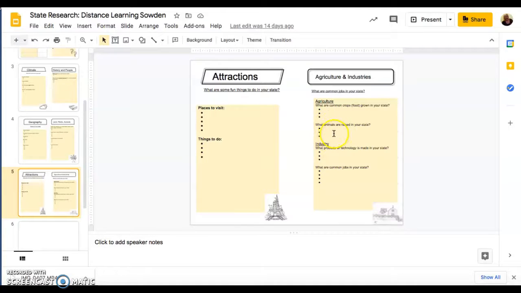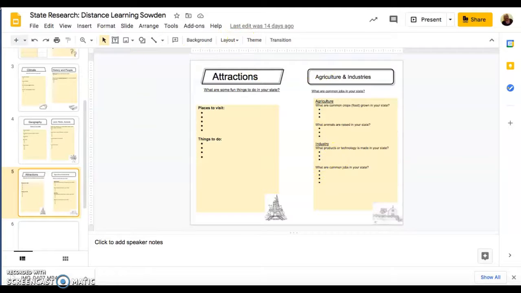What animals are raised in your state? So thinking about the kind of animals that we have here, we have a lot of cows. We do have a fair amount of sheep, and in Minnesota, we also have a fair amount of chickens. And then industry, what products or technology is made in your state? Do we have many jobs here? And what are some common jobs in your state?